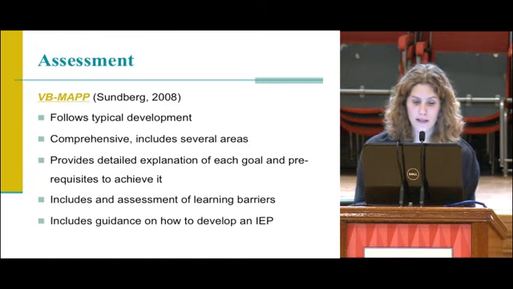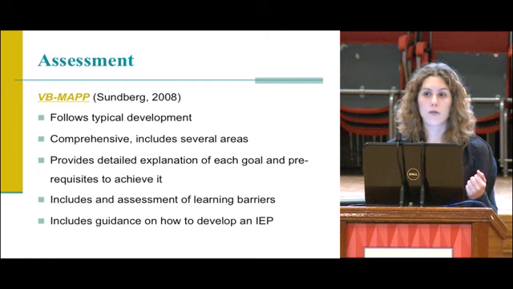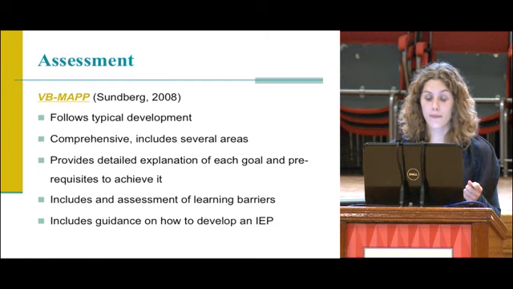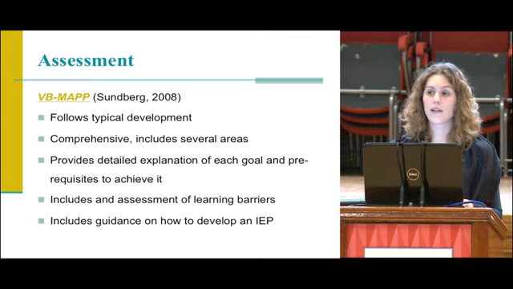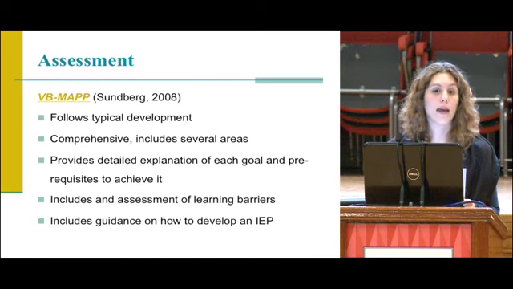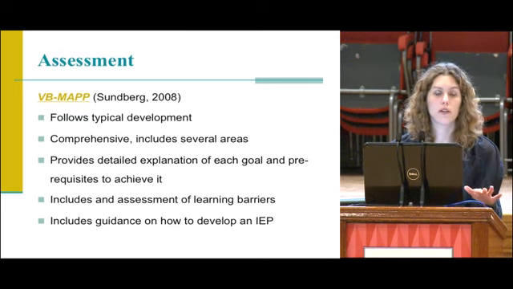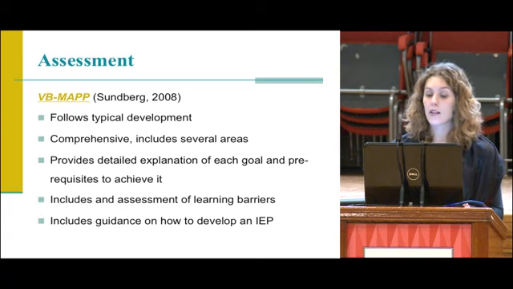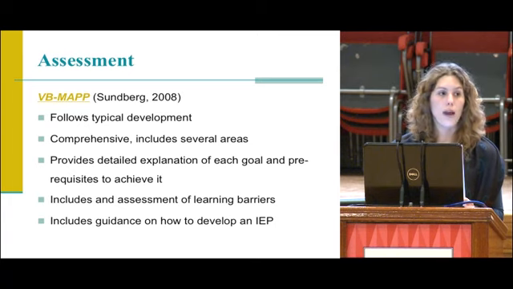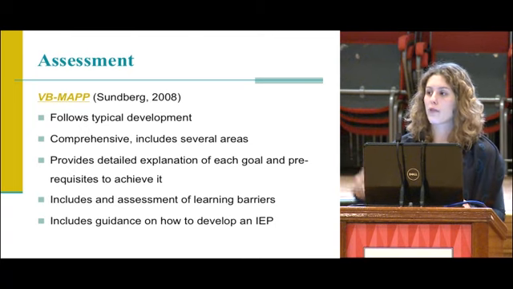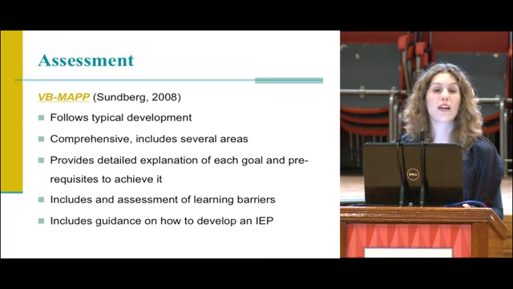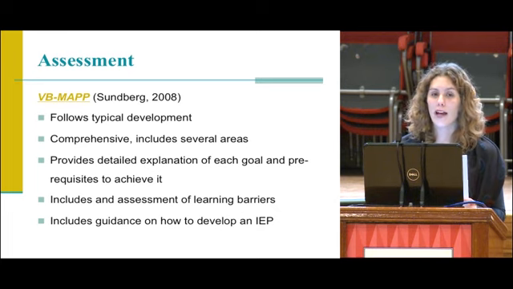So regarding assessment, I've here included one behavioral instrument, and this is the VB-MAPP. The advantage is it follows typical development, so it tells us what a typically developing peer would do at the same age, so what we have to be targeting. It is comprehensive, so it includes several developmental areas. It provides a detailed explanation of each specific goal and which are the prerequisites that we have to teach before going up to more advanced skills. It includes an assessment of learning barriers, so that we can also address obstacles that interfere with learning, and it includes a guidance on how to develop an individualized educational program.